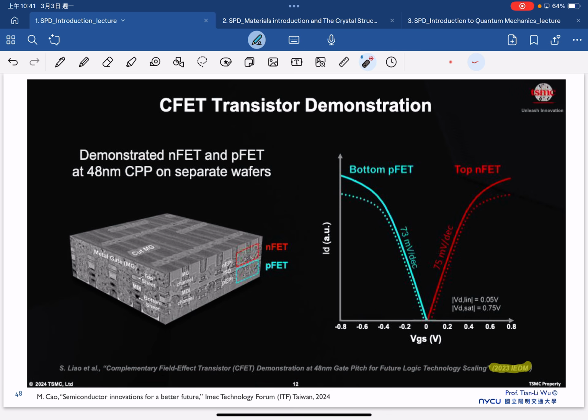Now, if you see the right-hand figure, you should not be afraid to analyze it anymore, because it is exactly the same as what we have already mentioned. This is the drain current versus gate voltage, and this is the subthreshold slope. They demonstrate that it is possible to stack the N FET on top of the P FET, but with a very good subthreshold slope. That's a demonstration of the CFET.